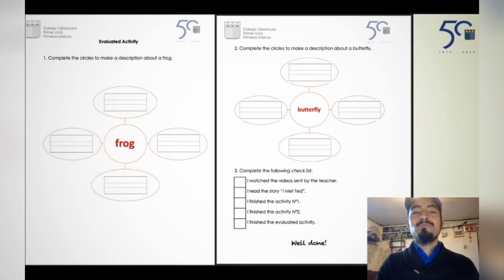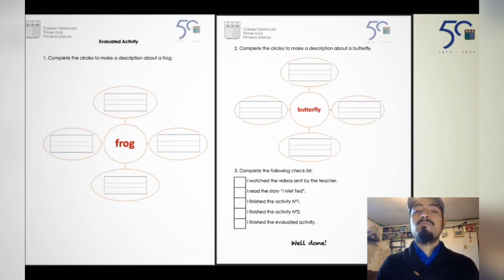Number 2, complete the circles to make a description about a butterfly. In the middle, you have the word butterfly, and you have 4 circles. You have to give information to make a description. Again, you can take the words from the cornerstone, the story I Met Ted. You can take the words from the previous activities, or you can take the words from here. Maybe you already know all the answers.